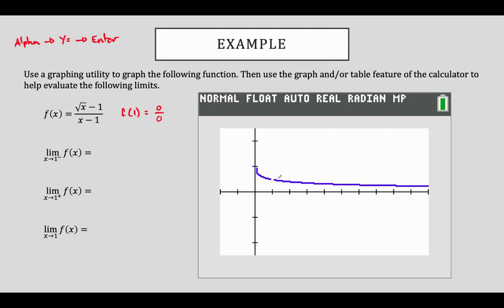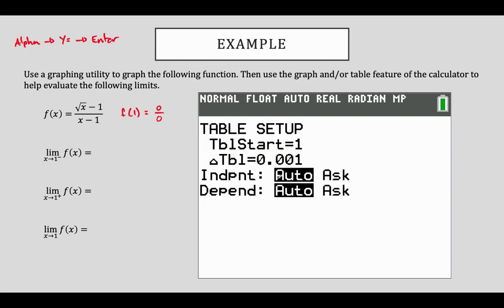Hit second window. Second window brings you to your table setup. This time, we want to start our table at 1. And the reason we want to start our table at 1 is, well, we're evaluating the limit as x approaches 1. Again, wherever you're evaluating your limit, that's where you should start your table. Delta table should be 0.001 again. You're not really going to change this.